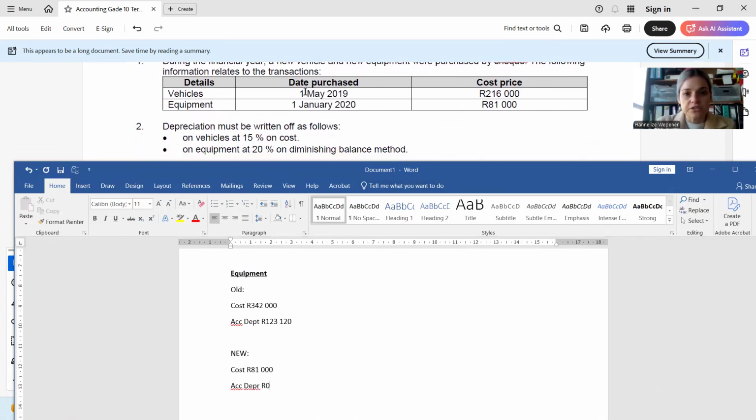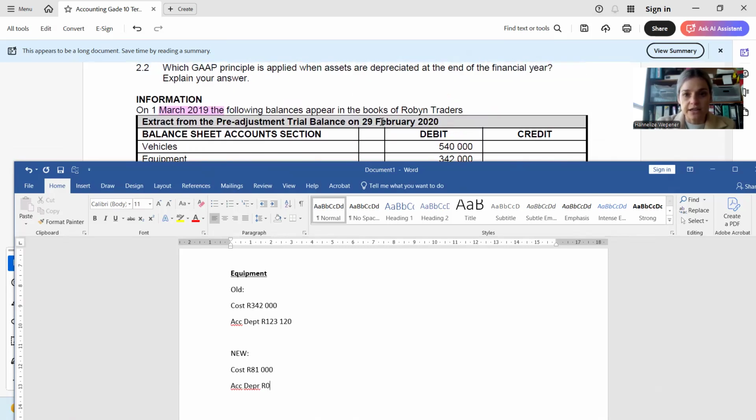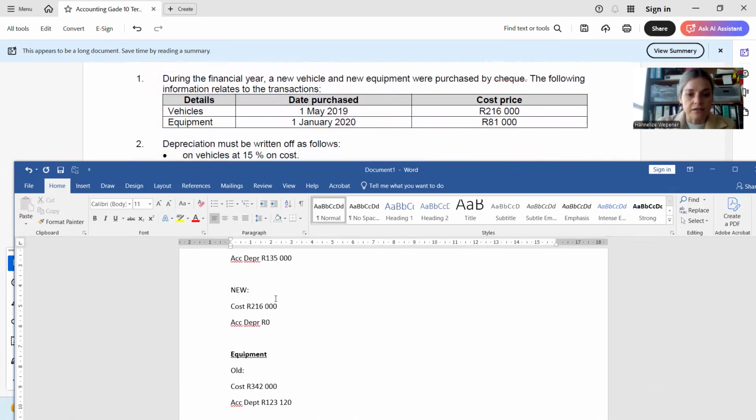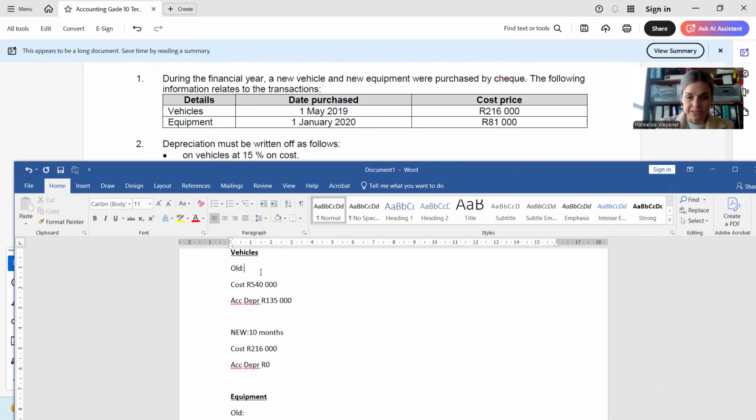The vehicles were purchased on the 1st of May 2019. So your financial year ended 29 Feb 2020. So you owned this vehicle, this new one, you owned it for May 2019. So May, June, July, August, September, October, November, December, Jan, Feb. So for 10 months in your current financial year. The old ones you have owned since day one until year end, so for 12 months.